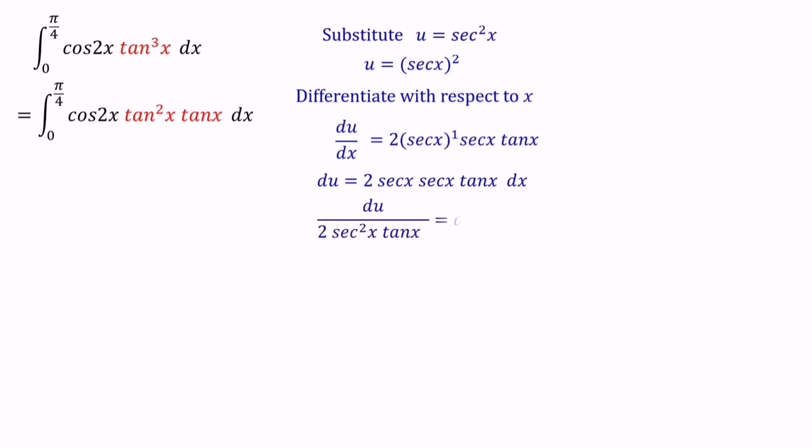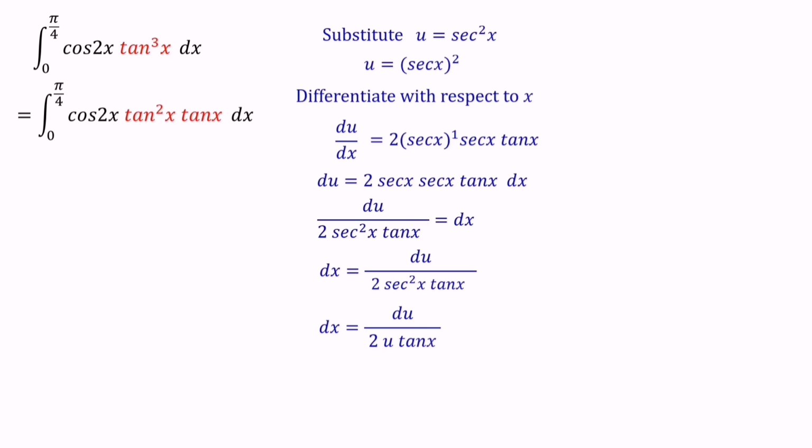Finally, we can make dx the subject as du over 2 sec squared x into tan x. Since u equals sec squared x, we can write the dx value as du over 2u tan x.